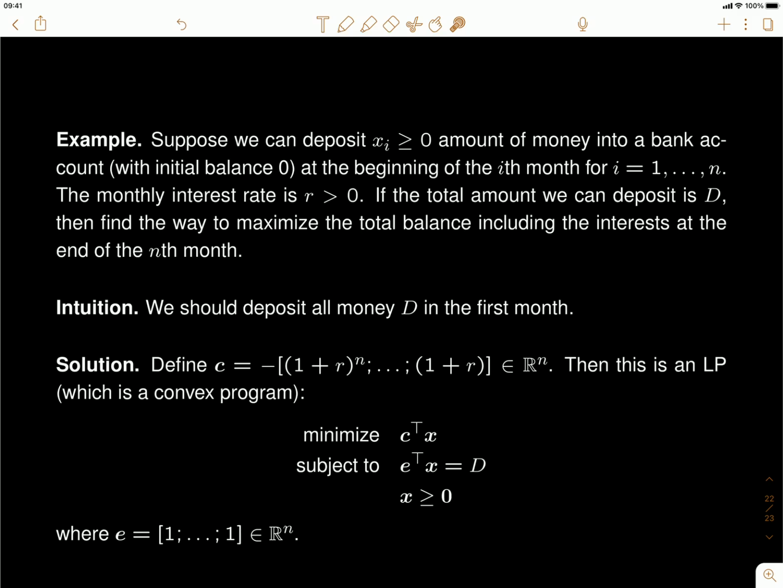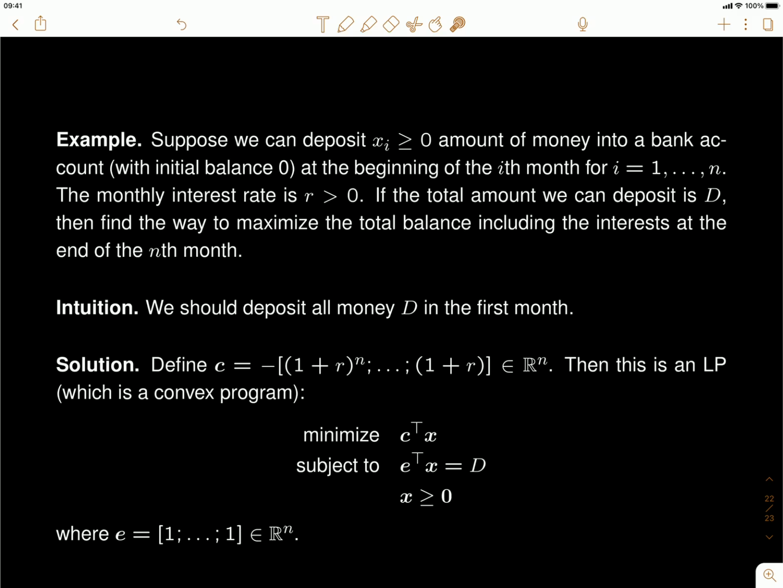Suppose we can deposit money into a bank account. The starting point is that we don't have any money in the bank, and x_i will be the amount of money that we deposit at the beginning of the ith month, for i equals 1 through n. So we can do that for n months. The monthly interest is R. That means at the end of each month, we get 1 plus R times the money available at the beginning of the month.